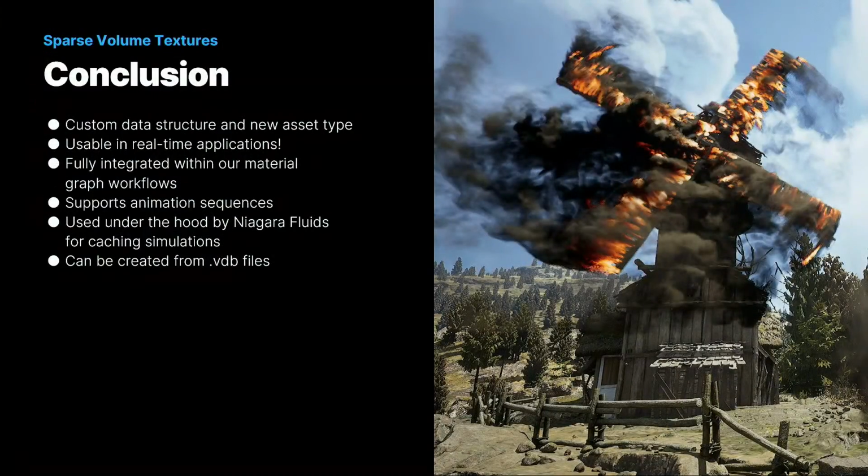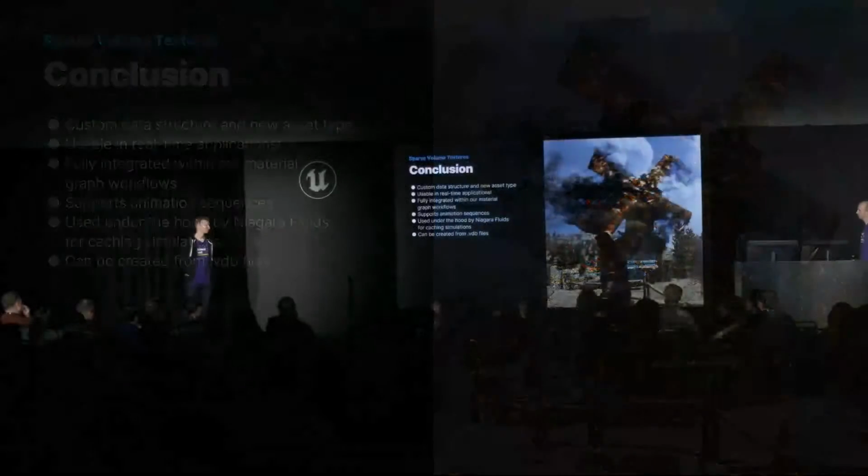All right, so in conclusion, we now have a new asset type to deal with volumetric data. Depending on your assets, it is even usable in real-time applications. We are working on improving that one. It is fully integrated within our material graph workflows and supports animation sequences. You can create SVT assets by importing VDB files, but it is also used by Niagara Fluids for caching simulations. And now Patrick is going to dive into how heterogeneous volumes can be used to render our volumetric assets.